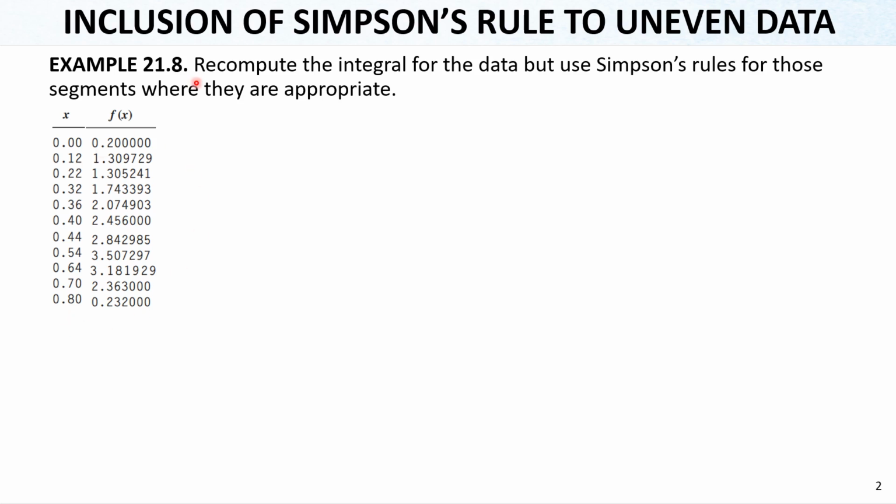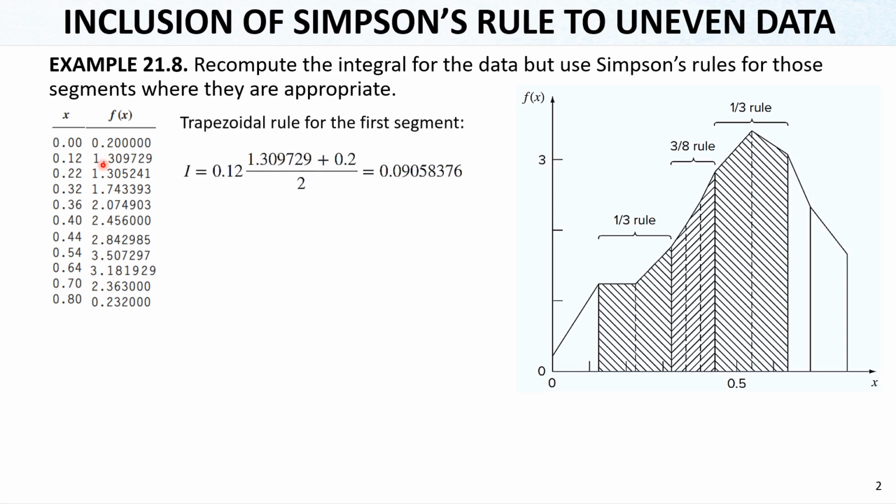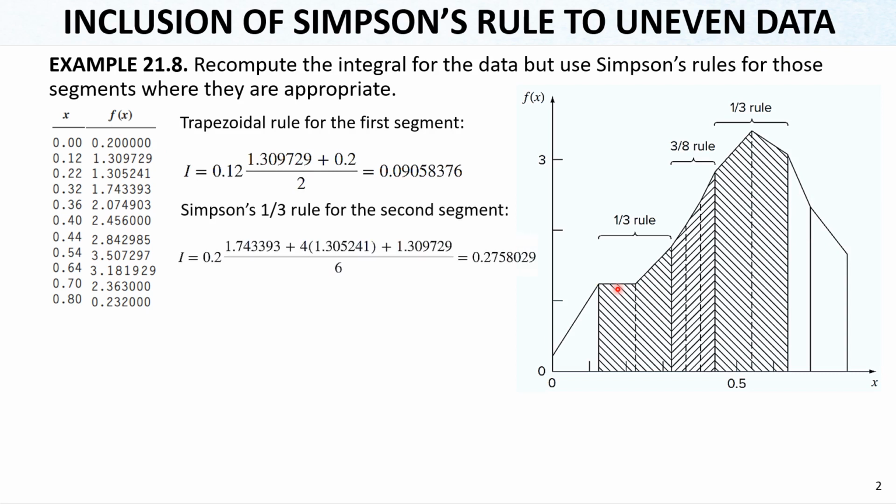And let's check that. Let's recompute the integral for the data, but use Simpson's rule. And for that, we showed this already. For these 2, we have equal space, and these 3 we have equal segments as well, which is suitable for 3/8. This is suitable for 1/3, and these next 2 are suitable for 1/3 as well. And the first one and the last 2 are actually in different size of segments. That's why we need to use trapezoidal rule in these. So trapezoidal rule for the first segment, then Simpson's 1/3 rule for the next 2.